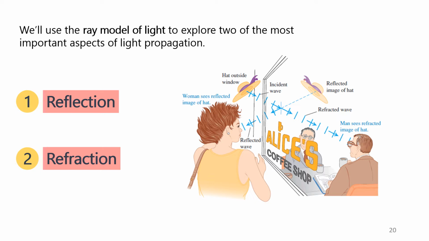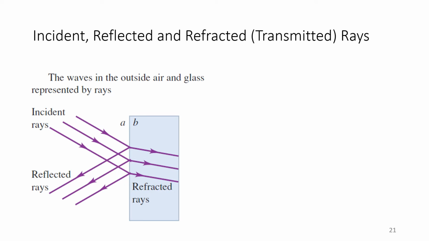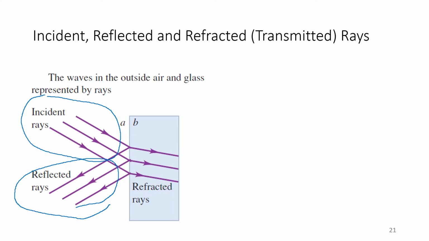Pinpointing how the light is reflected or how much its path is bent will be discussed in the next few slides. Before we begin, we must classify the different types of light rays present in the phenomena for reflection and refraction. The waves traveling outside and through the glass are represented by different rays. The light rays coming from the hat before it hits the glass boundary are called incident rays, as shown here. The rays that bounce off the glass and eventually end up at the eyes of the woman are called reflected rays. The bent rays that go through the boundary are called refracted rays.